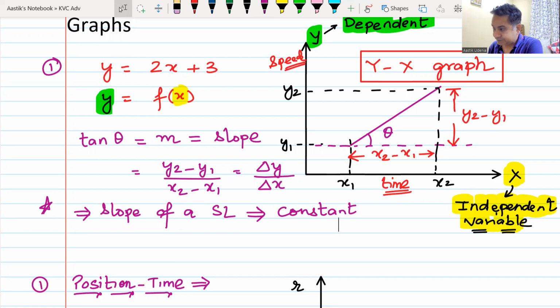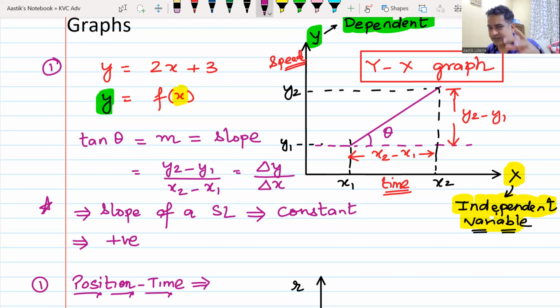Positive slope graph. Positive slope graph means negative x-axis. I don't understand what you mean by that, beta. Positive slope graph means moves from right to left. Not exactly correct. Positive slope graph means you are on the same track.